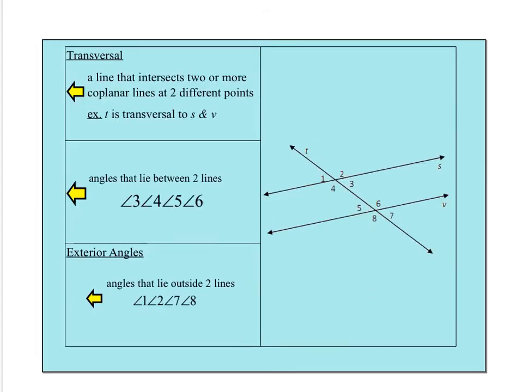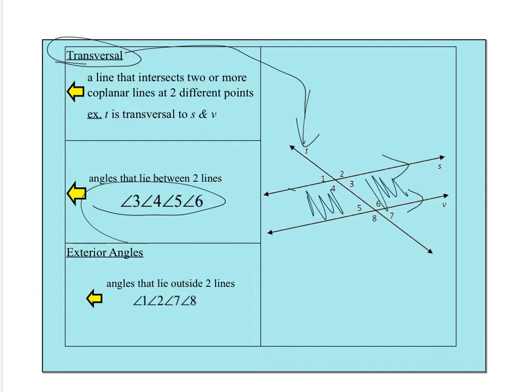So what happens when I have two parallel lines and then I cut them with another line? The line that cuts through the parallel lines is called a transversal. S and V are parallel. T is your transversal. Now we talk about interior angles, the angles that lie between the two lines: 4, 5, and 3 and 6. Exterior angles are angles that lie outside the two lines: 1, 2, 7, and 8.